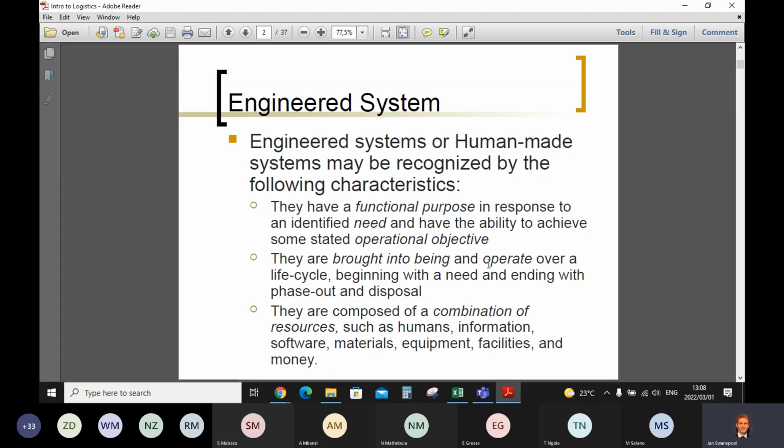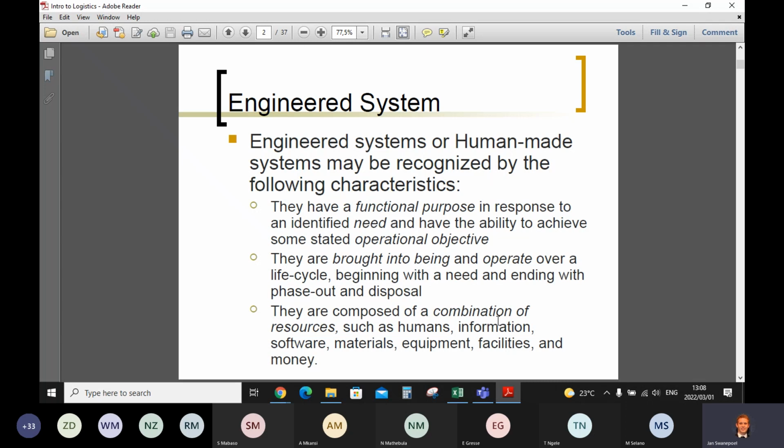They are brought into being and operate over a life cycle, beginning with a need and ending with a phase out and disposal. So there you're already getting a hint of what is incorporated into systems design. We start with the need. Where does that come from? If we've got a company, that usually comes from the customer or the client or the environment where we're working in. And it ends with the phase out and disposal of our system.